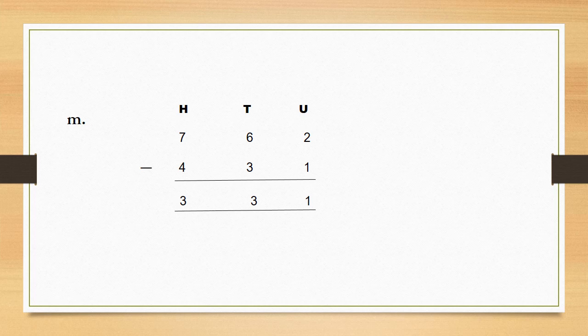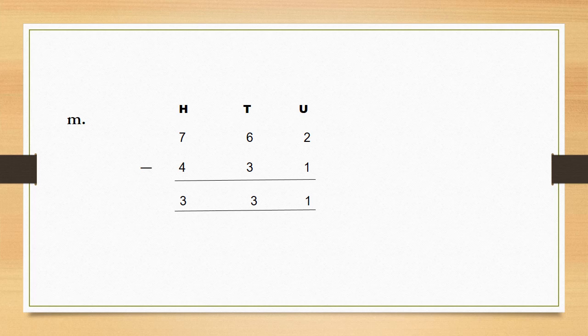Now we will subtract the digits at the tens place. At tens place, we have 6 tens and 3 tens. So when we remove 3 tens from 6 tens, we are left with 3 tens only. So we will write down 3 in the tens place.